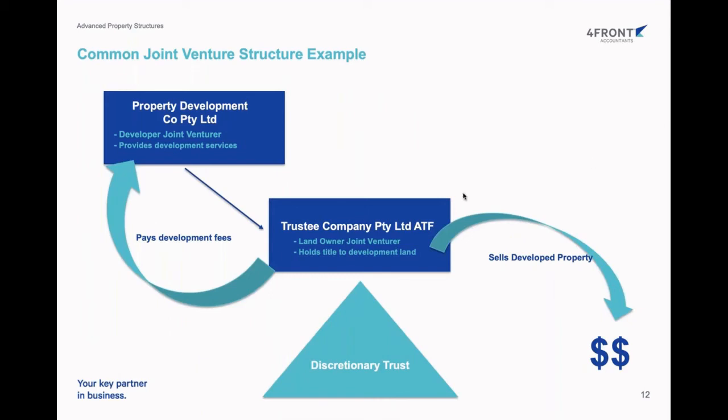All right, so here's a common joint venture structure example, just to give you guys an idea of what it could look like. In this situation, we've got Property Development Co., which is the developer joint venturer, which provides development services to the landowner joint venturer, which in this situation, for whatever reason, is a trust. We can see that the landowner joint venturer is paying a development fee, and then sells the developed property and makes their money from that. This is something that we typically see. The entities are interchangeable. I just used a trust for this situation, assuming that the person owning the property was looking for CGT benefits. So again, interchangeable with companies and other entities. Excellent.